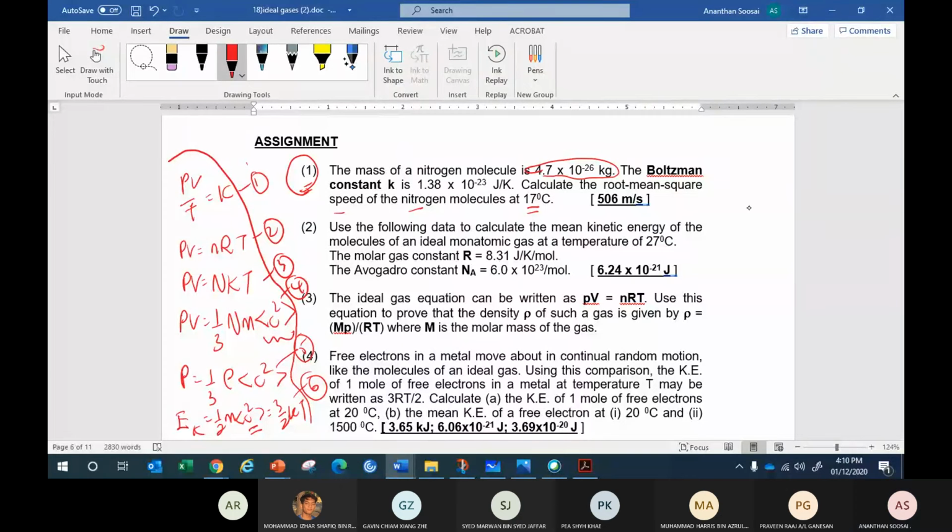Okay, it's a little straightforward. Now those who are done with 1 and got the answer, try the next one, number 2. 2 minutes for you. Use the following data to calculate the mean kinetic energy of the ideal monoatomic gas at temperature 27 degrees Celsius. So what's the formula again? Number 6, right? So 3/2 kT, but k is not given here, though in the real exam k is given. You can stick with 3/2 kT. But the second question is trying to remind you that k is actually R over NA. So R you know here, NA you know, you substitute and you also get the same answer. 6.24.